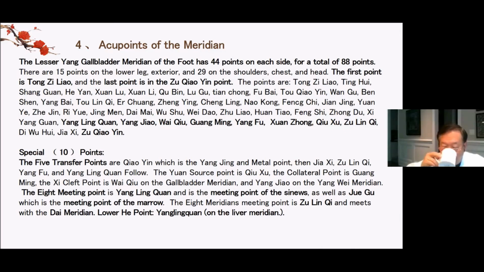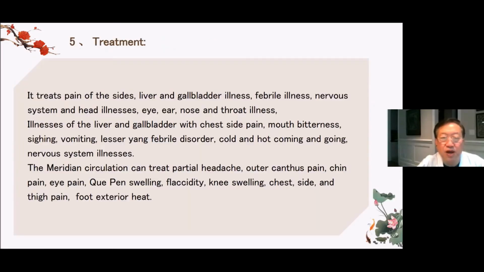The 8 meeting points: Yanglingquan is the meeting point of the sinews, as well as Zhuigu, which is the meeting point of the marrow. The 8 meridians meeting point is Zulinqi and meets with the Dai meridian. The lower He point is Yanglingquan on the liver meridian.